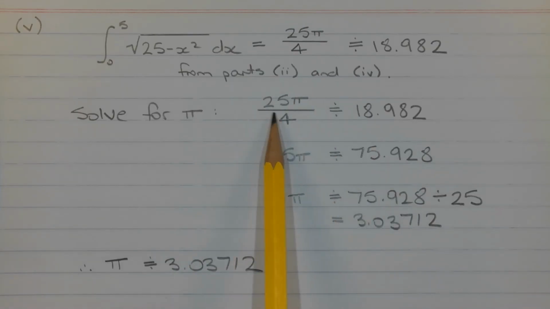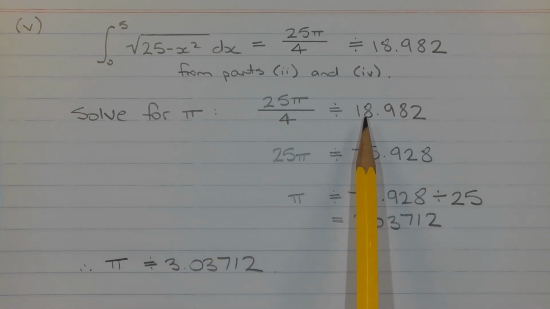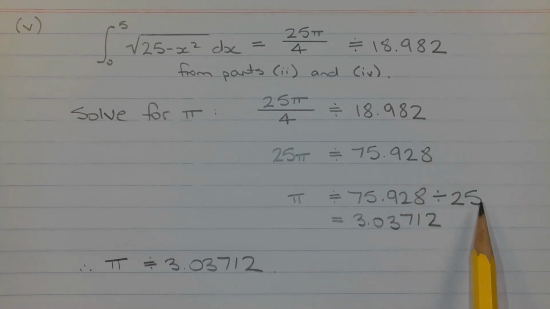We can isolate 25 pi by multiplying 18.982 by 4, and we get 25 pi is approximately equal to 75.928. We isolate pi by dividing 75.928 by 25, and that evaluates to 3.03712. Therefore, pi is approximately equal to 3.03712 using the results from Parts 2 and 4.